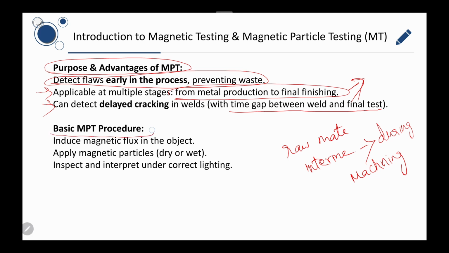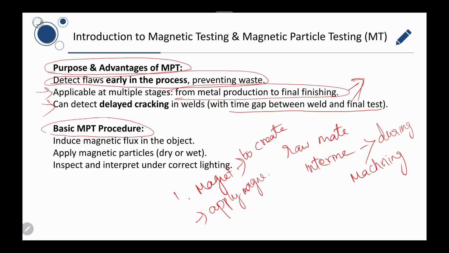The basic MPT procedure is: first step is to magnetize the object, to create a magnetic field. Then apply the magnetic particles, dry or wet, and observe and interpret indications under the right lighting, white lighting or UV lighting. It's based on the standard.